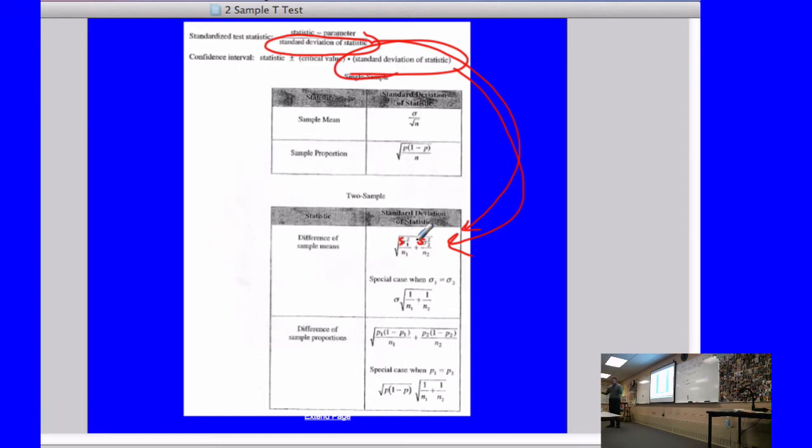How will you know? Because you have two sets of data. That's probably one of the easier ones. And you're not dealing with a proportion. We good?